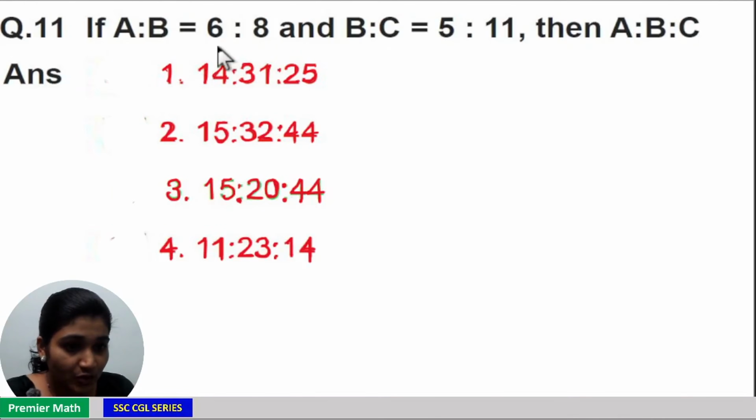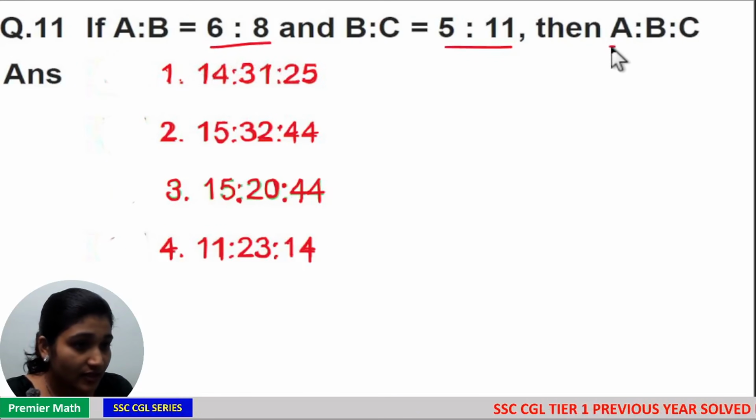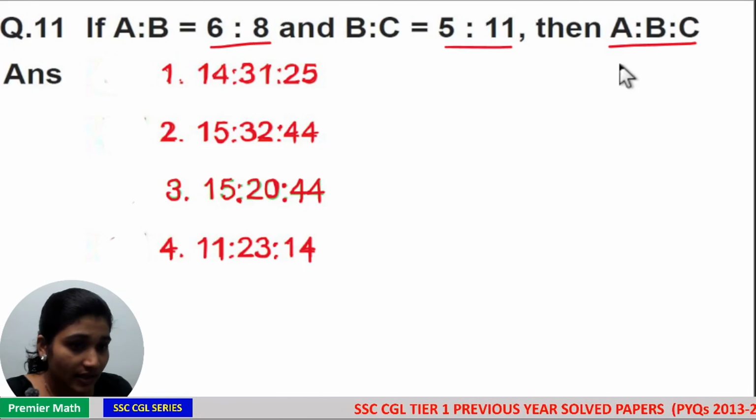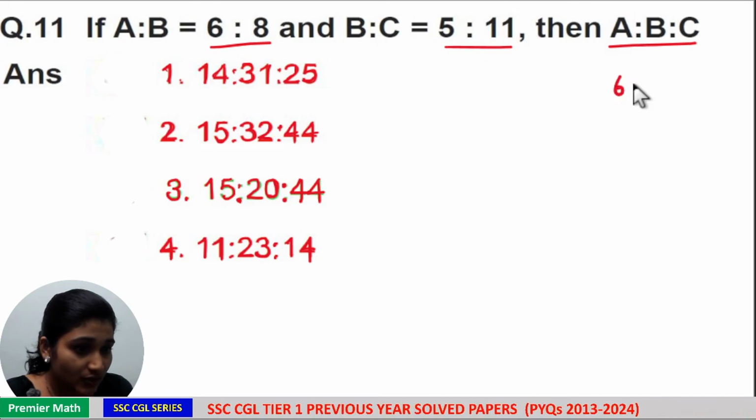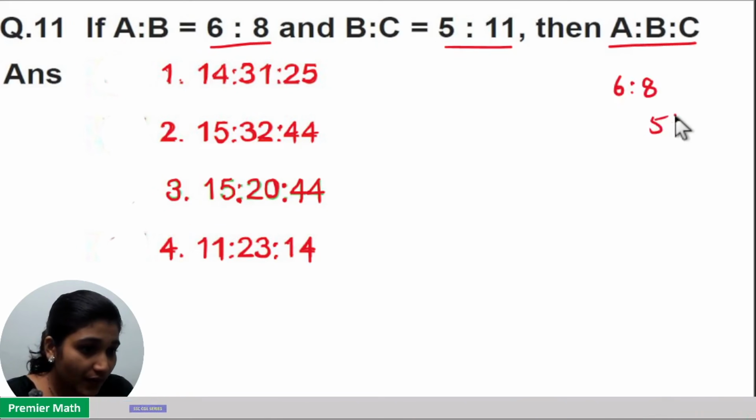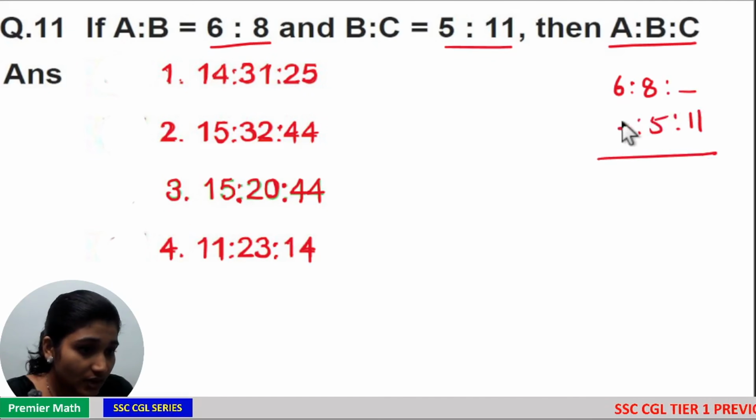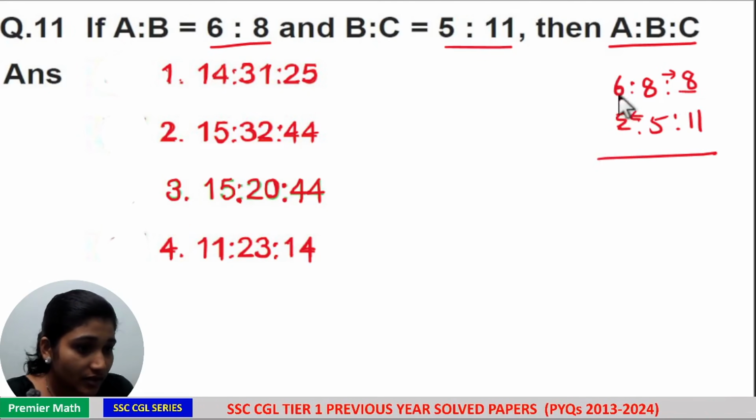If A is to B is 6 is to 8 and B is to C is 5 is to 11, then what is A is to B is to C? Here A is to B is equal to 6 is to 8 and B is to C is equal to 5 is to 11. Now here C is missing and here A is missing. So transfer this 5 here and transfer this 8 here. Now divide this A is to B is to C by 2 here.